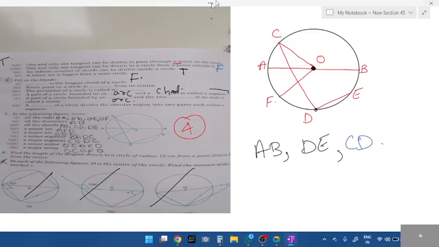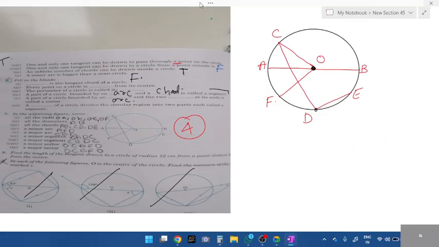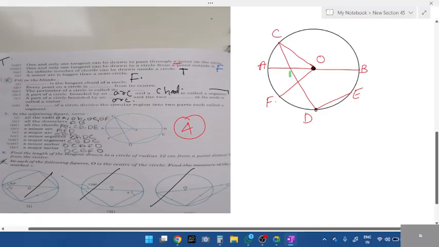Now, let me erase this. What is an arc, students? Where does an arc lie? Inside the circle, outside, or on the circle? An arc should lie on the circle, right? Now, an arc will have 3 points. An arc consists of 3 points.